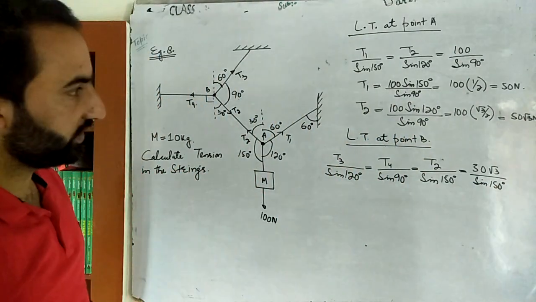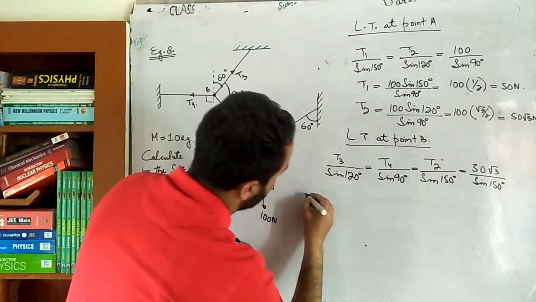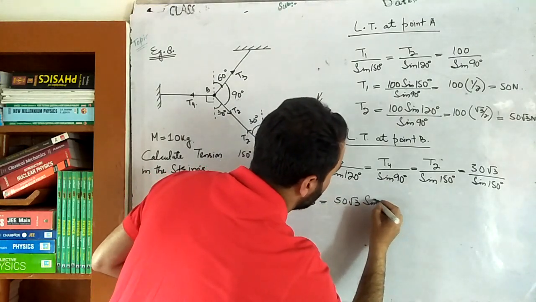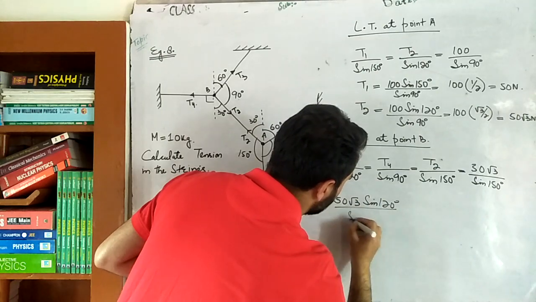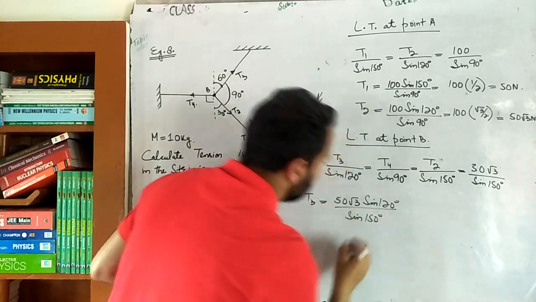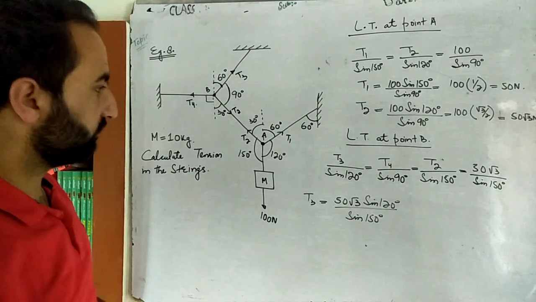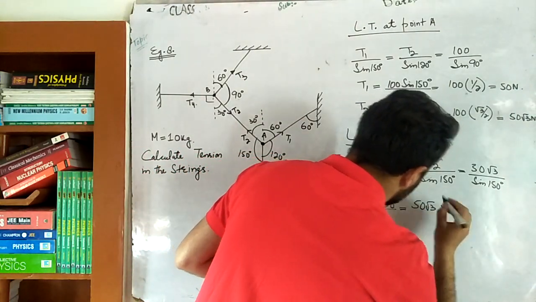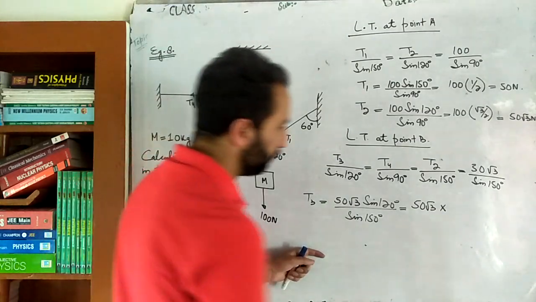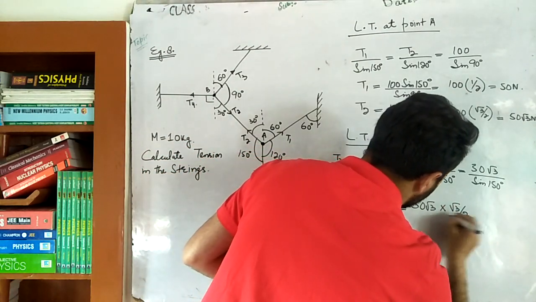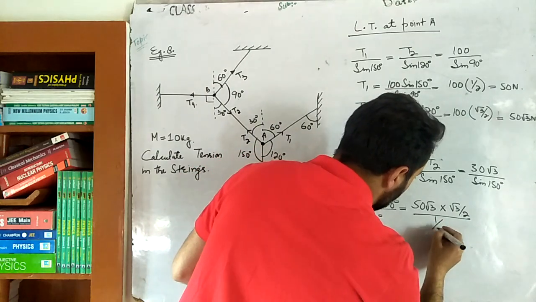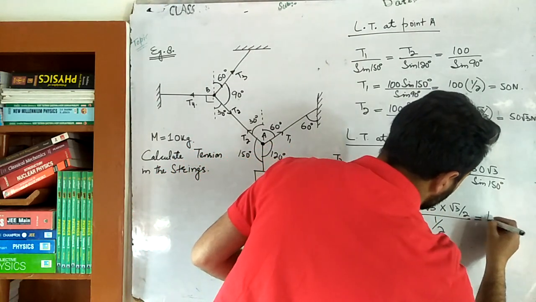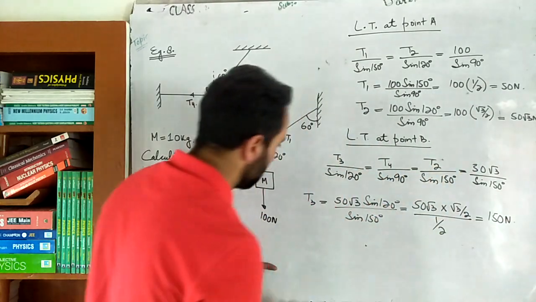So first of all, let's calculate T3, then calculate T4. T3 is equal to 50 root 3 into sine of 120 degrees divided by sine of 150 degrees. Okay, now concentrate. It is equal to 50 root 3 multiplied by sine 120, that's root 3 by 2, divided by sine 150, which is 1 by 2. This and this will cancel. Root 3 into root 3 is 3, and 3 into 50 is 150. So the answer is simply 150 Newton.